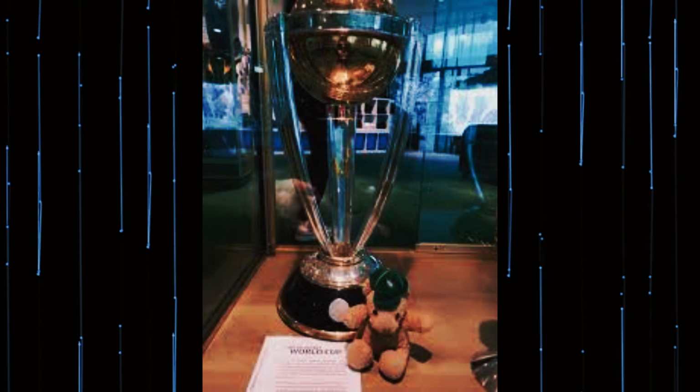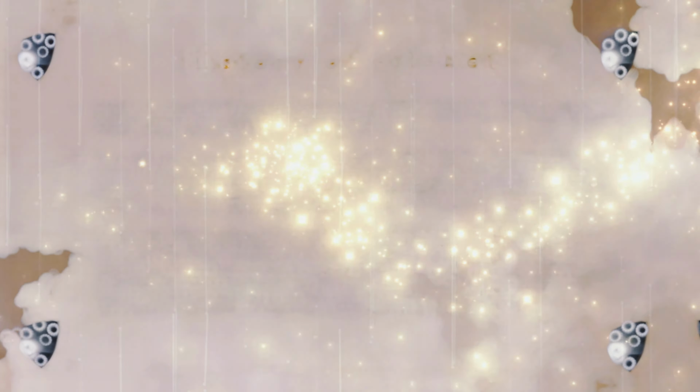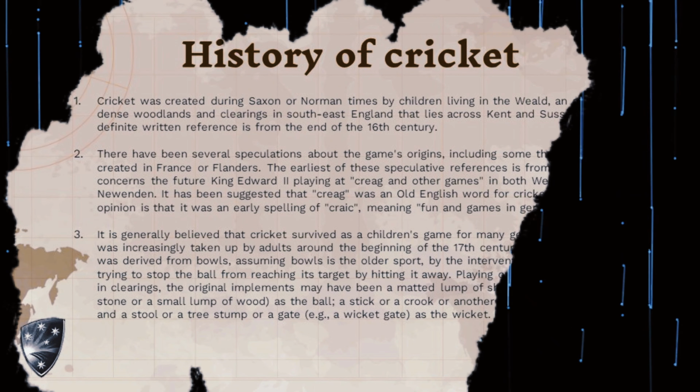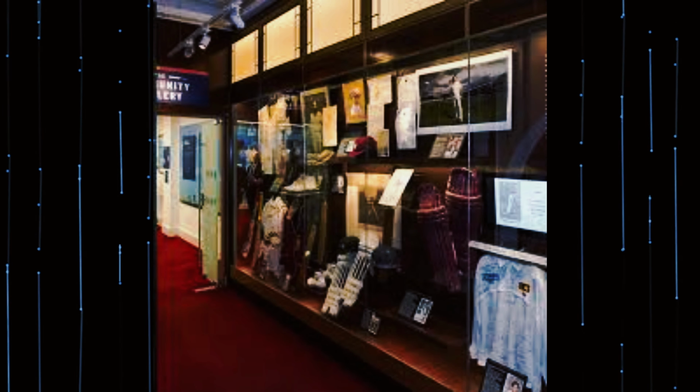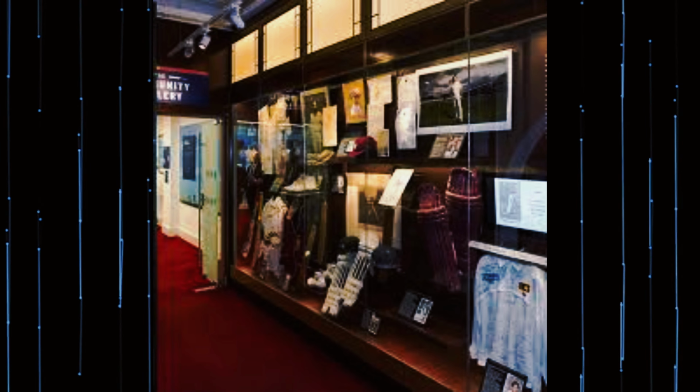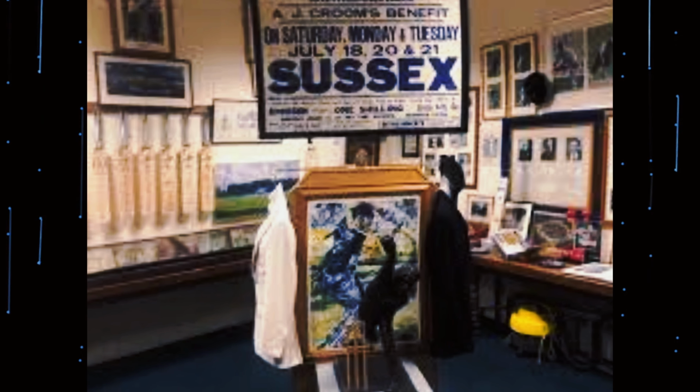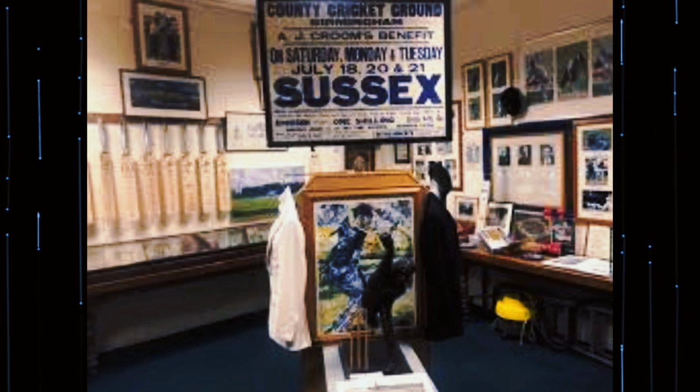The earliest of these speculative references is from 1300 and concerns the future King Edward II playing at creag and other games in both Westminster and Newenden. It has been suggested that creag was an Old English word for cricket, but expert opinion is that it was an early spelling of crack, meaning fun and games in general. It is generally believed that cricket survived as a children's game for many generations before it was increasingly taken up by adults around the beginning of the 17th century.